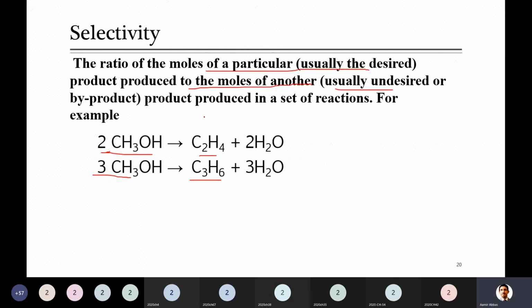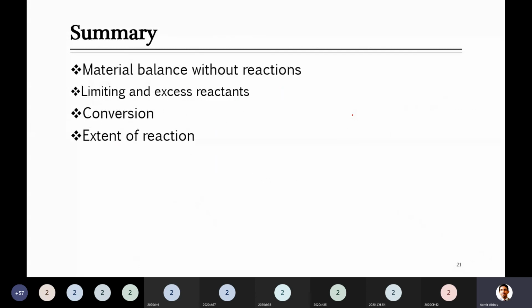For example, I tell you that 100 moles of C2H4 are produced, but at the same time 50 moles of C3H6 are also produced. You have to find the selectivity of this reaction. It will be the ratio of your desired product to the undesired one, that is 100 to 50. You can just use this ratio to find the selectivity, and that's it.